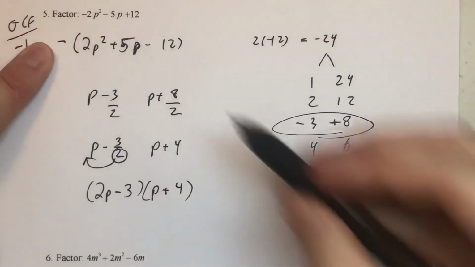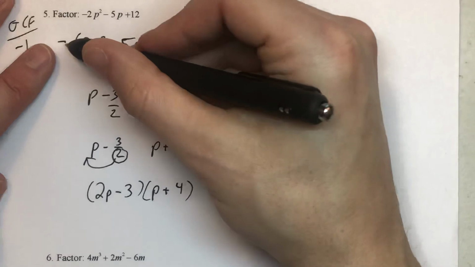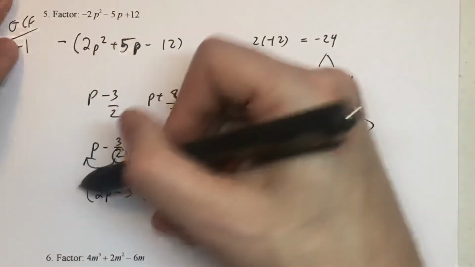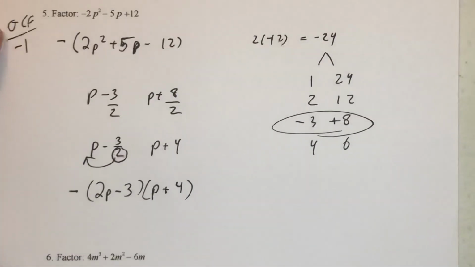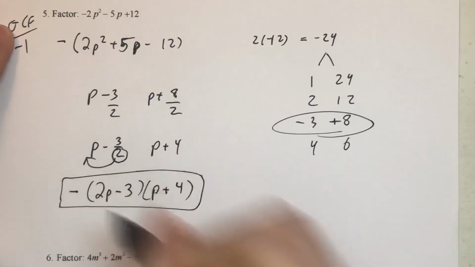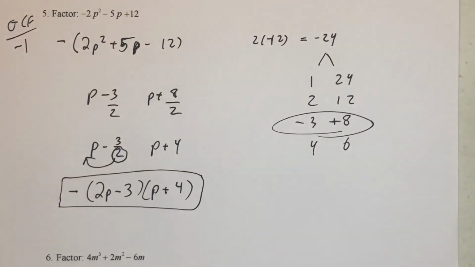And then the negative that we factored out at the very beginning of the problem is a part of this polynomial. I'll bring it down, set it out front, and we have our factored form.